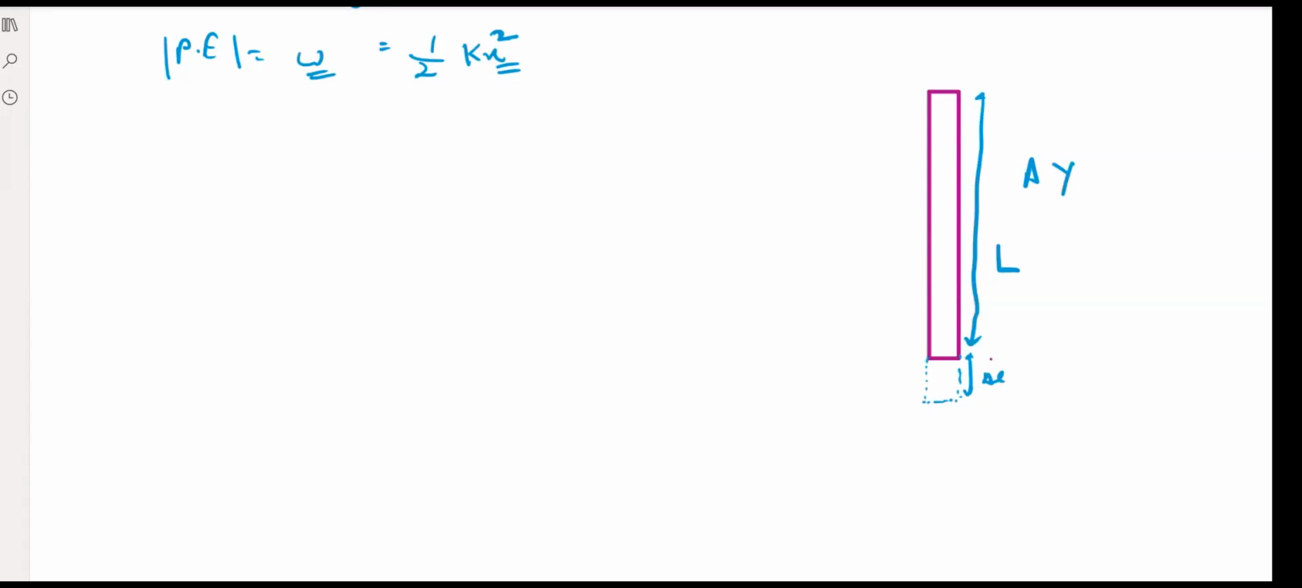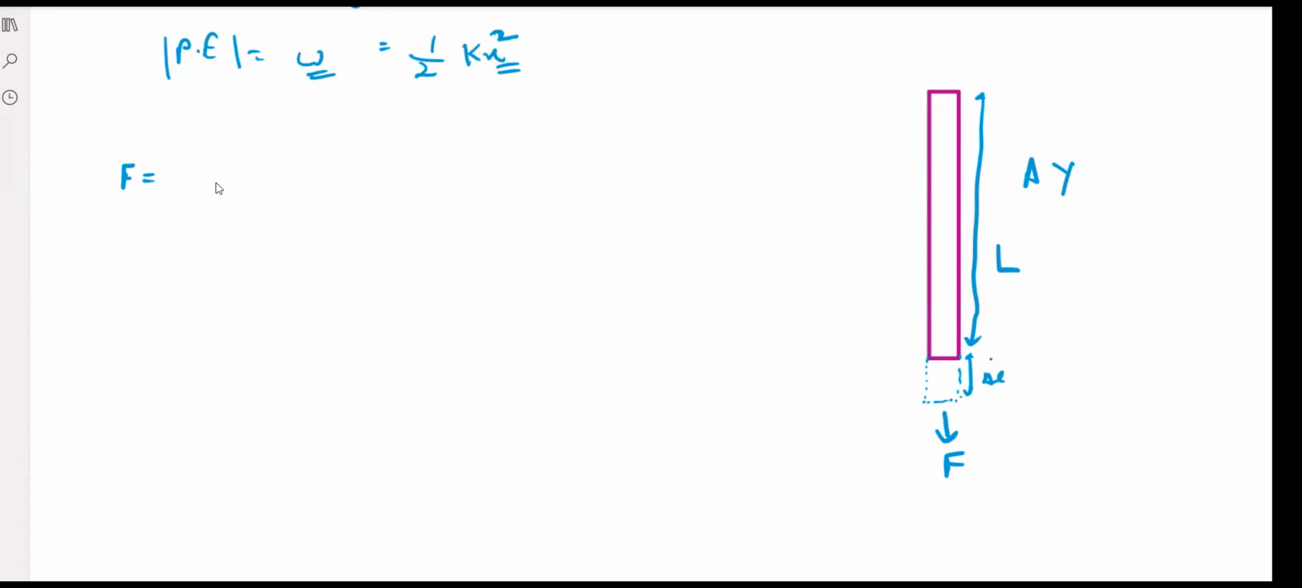So obviously we know that due to the change in configuration, energy will be stored, and that energy will be potential energy, yes or no? So I want to find the potential energy due to this extension. How to do that? Same concept. This extension will be due to a force F, yes or no? So what would be the formula of this force F?